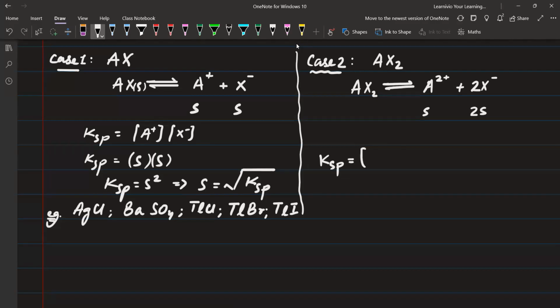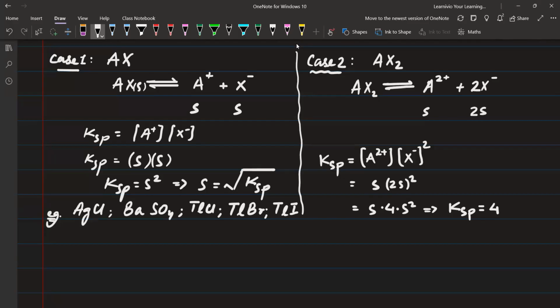KSP will be equal to the concentration of A2 positive into the concentration of X negative squared. Concentration of A2 positive is S. Concentration of X negative कितना है? हाँ, 2S. इसका स्क्वायर कर देंगे. So getting S into 4 S square. So KSP will be equal to 4S cube.